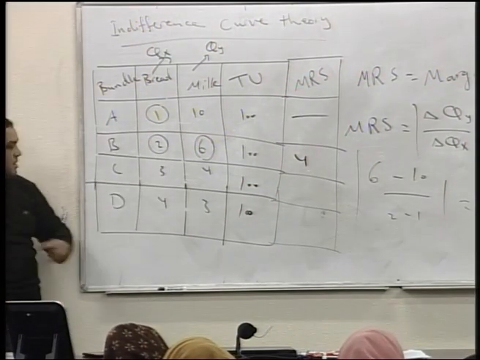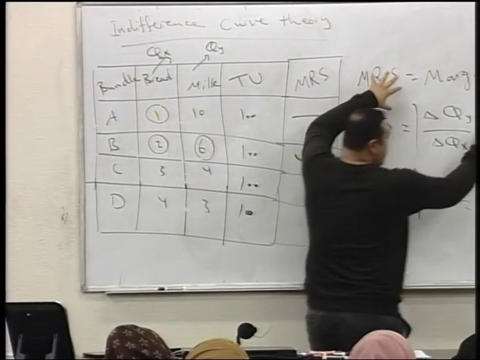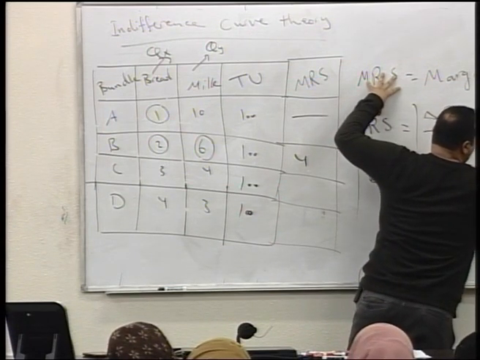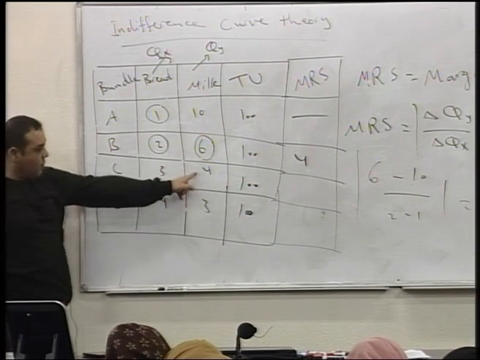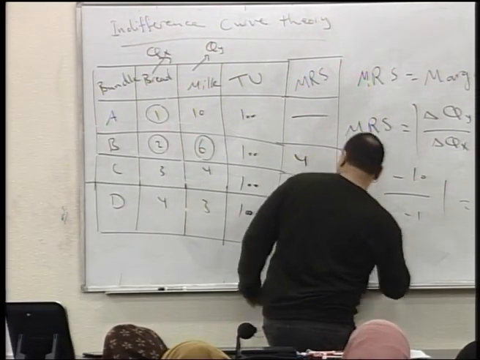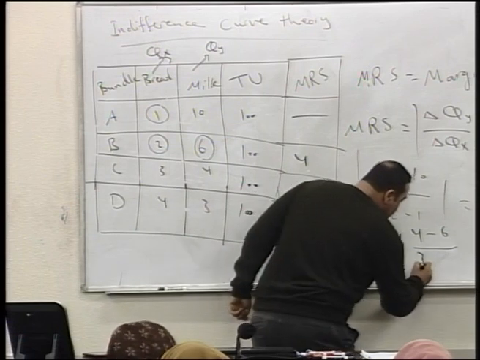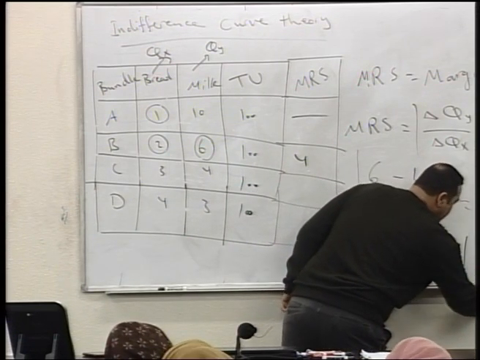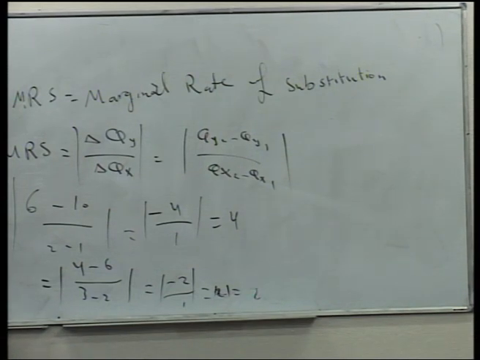What about the second? 4 minus 6. اللي هو QY. هذا quantum Y. QY2. بالأبسوليوت QY2 minus QY1 over QX2 minus QX1. تمام؟ 4 minus 6 over 3 minus 2. Equals, well, absolute value, 4 minus 6 over 3 minus 2. Minus 2 over 1 equals, well, absolute value equals 2. اللي بعده 1. صح؟ 3 minus 4 over 4 minus 3 minus 1, well, absolute value equals 1.